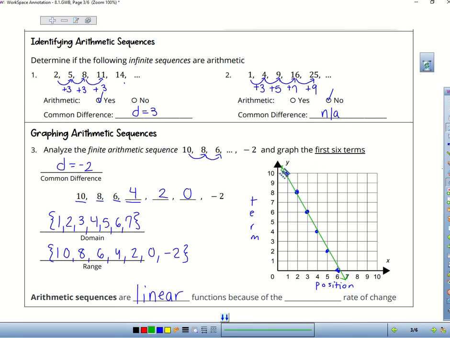And that's because of its constant rate of change. The rate of change is constant, meaning it's going up or down by the same amount each time, which is what defines a linear equation. Okay, and you can see this one's going downward because it has a negative d value, right? So d is essentially going to be like your slope.